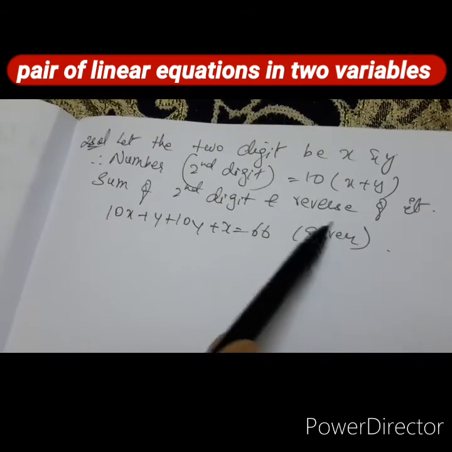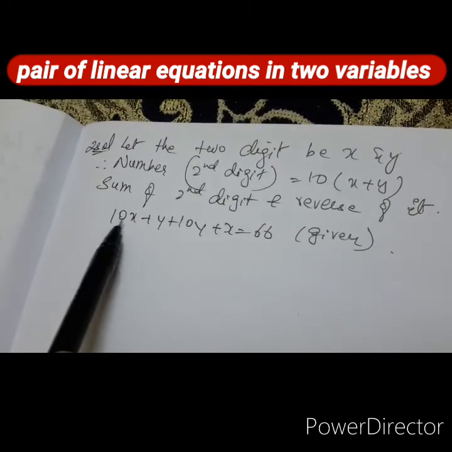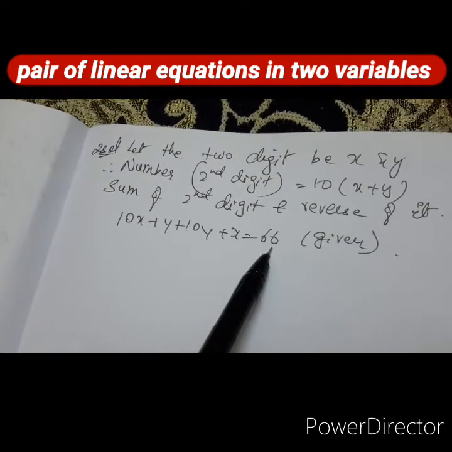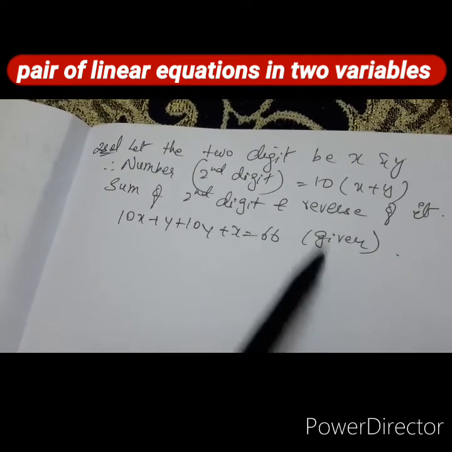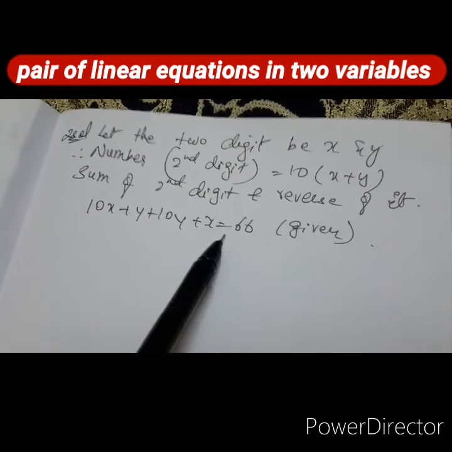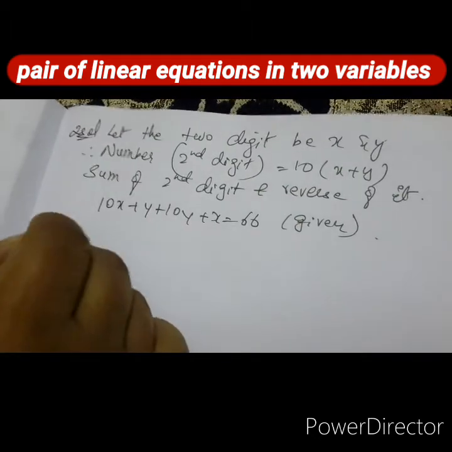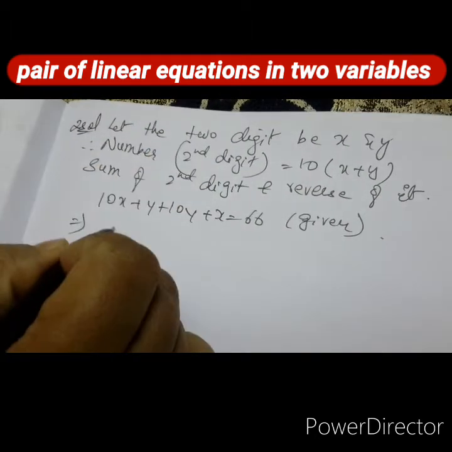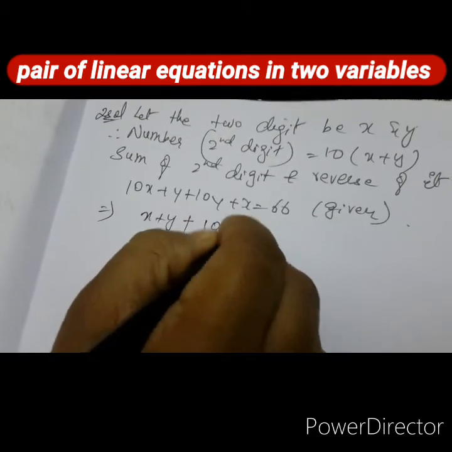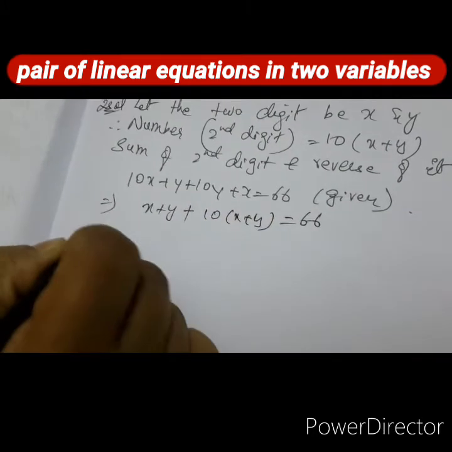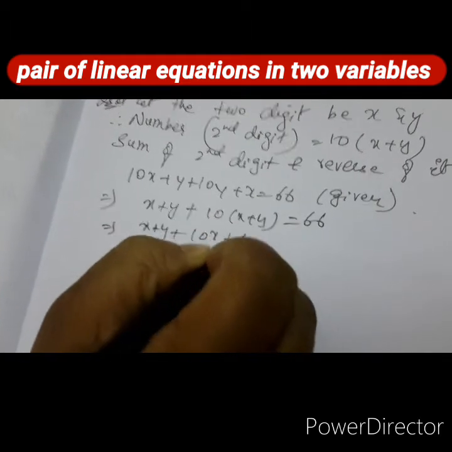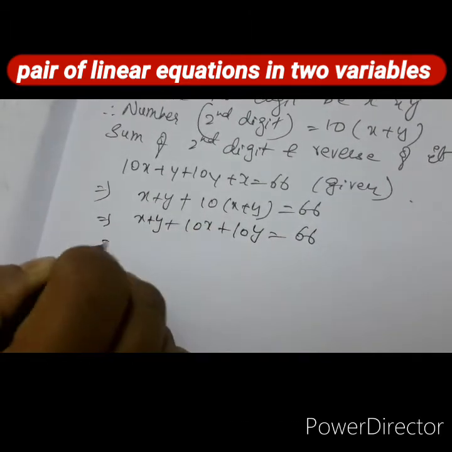Then the sum of the 2-digit number and its reverse: 10x plus y plus 10y plus x equals 66. This is given. Clear? If you have not understood, I can explain more clearly. Now open the bracket: this is 10x plus 10y equals 66.